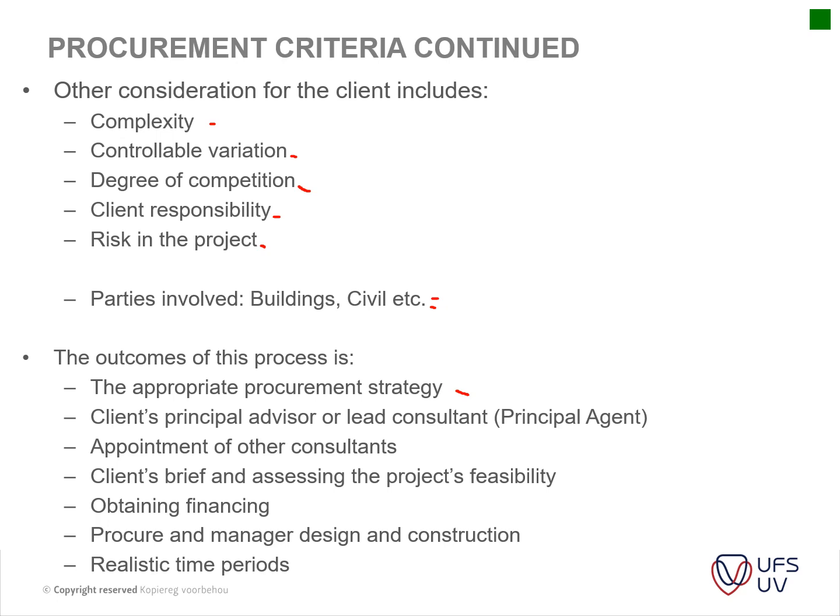Are we going to use the traditional method of procurement? Are we going to use the JBCC contract? Are we going to use the GCC, etc.? Then your client's principal advisor or lead consultant. Who is going to be your lead consultant? If you're working on a building project, you will usually use an architect as your principal agent, or a QS, or someone that's proficient in buildings. If you're working on a civil project, then you will usually use an engineer as your principal agent or your engineer on the project.